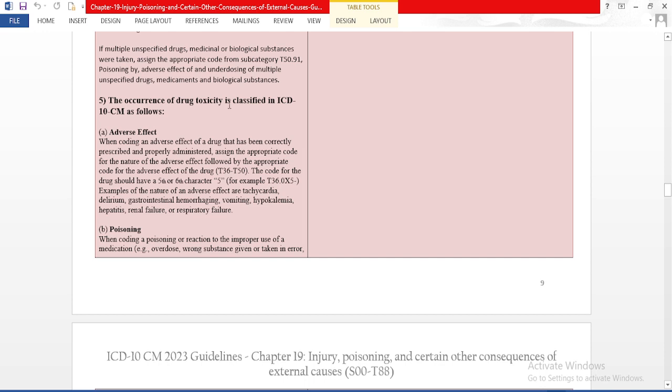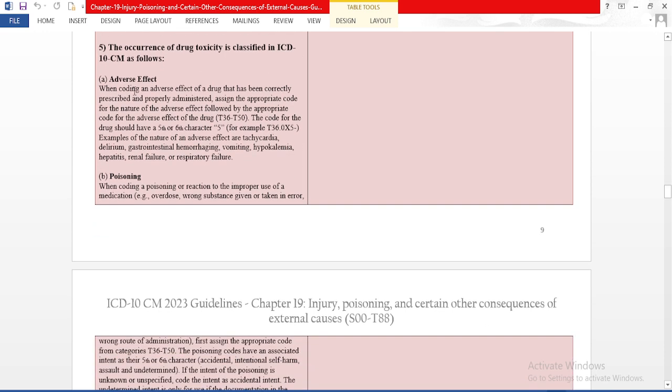Next one, the occurrence of drug toxicity is classified in ICD-10 as follows. Guys, we need to understand these definitions. Adverse effect: when coding an adverse effect of a drug that has been correctly prescribed and properly administered, we need to code the nature of the adverse effect followed by the appropriate code for the adverse effect of the drug. For example, if the patient has tachycardia due to a drug adverse effect, we need to code tachycardia first followed by the adverse effect code.